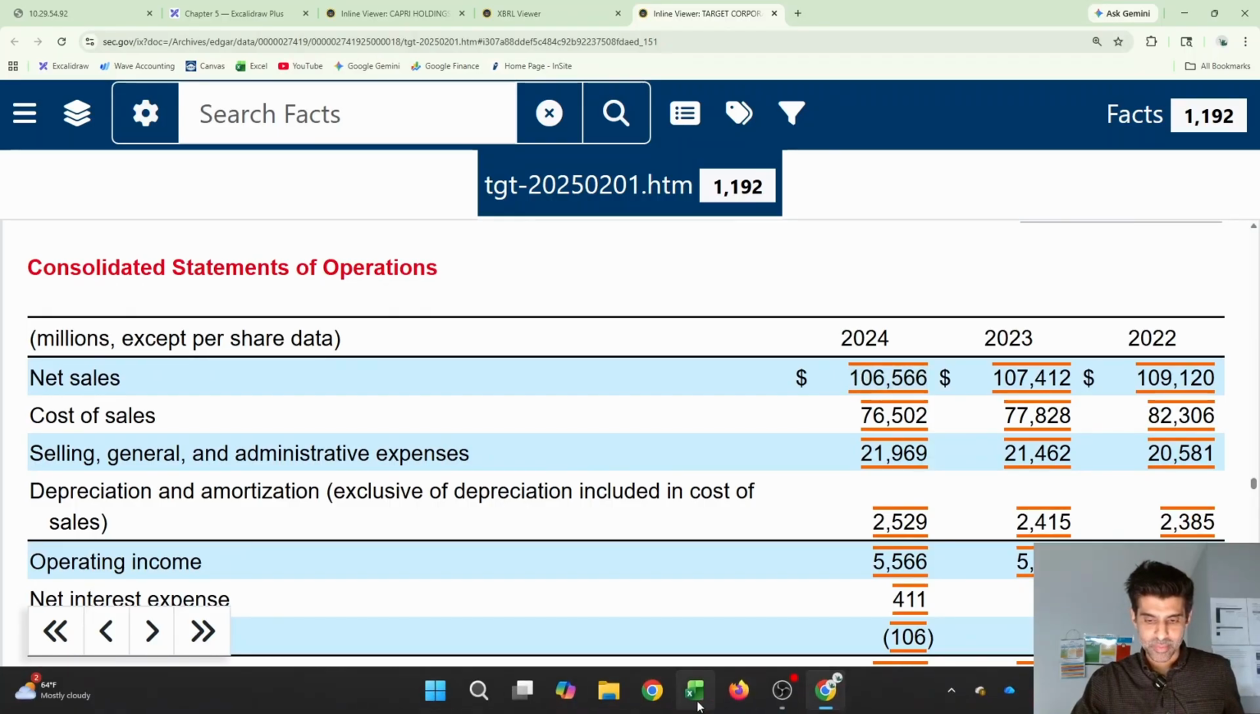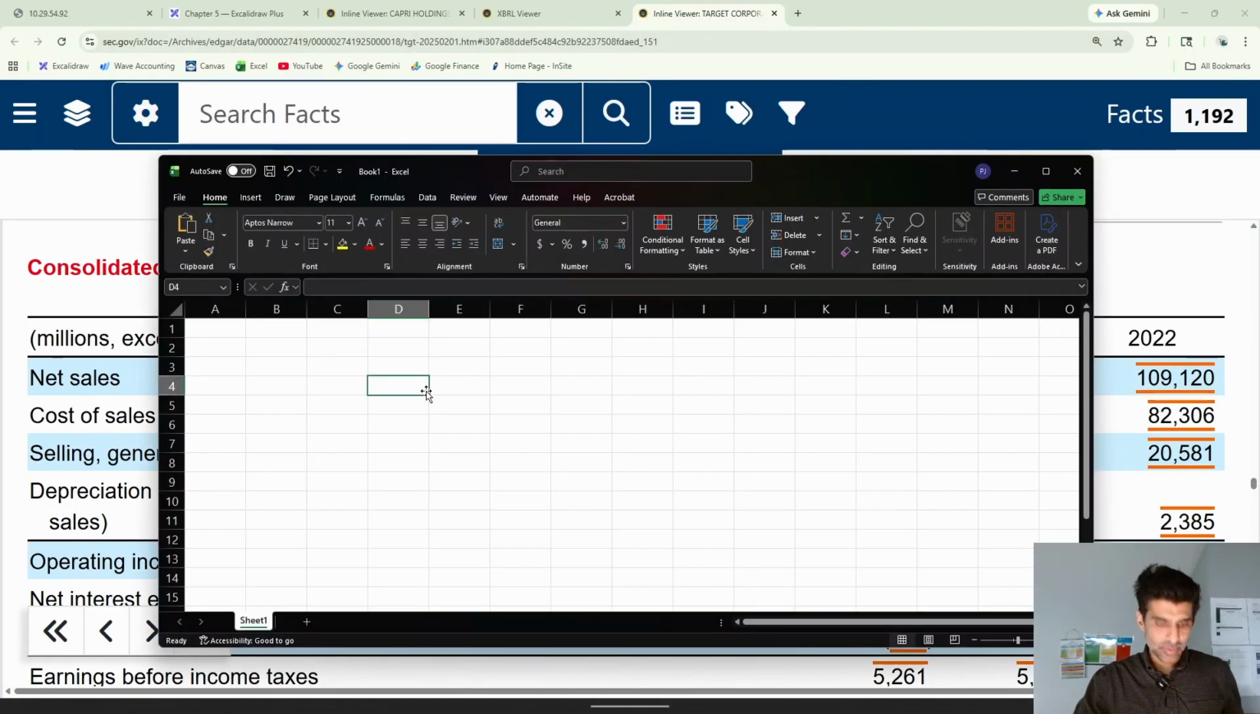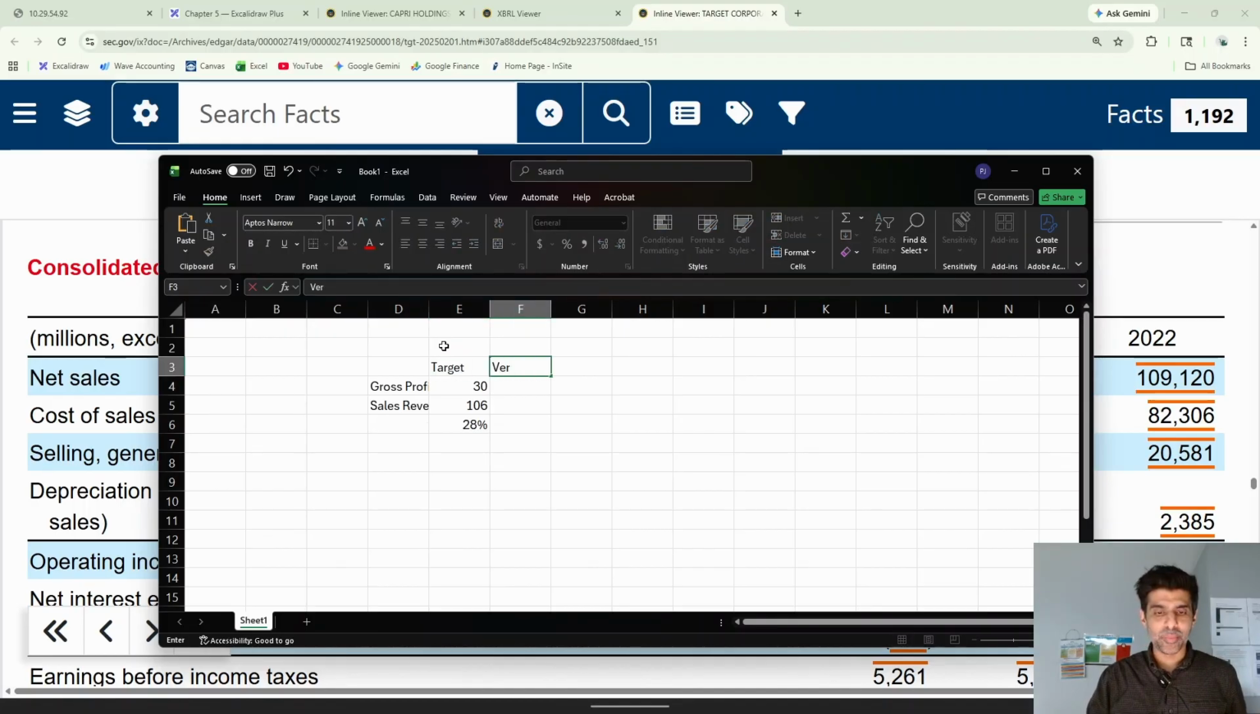So we saw with Target, they're making 30 billion out of 106. Maybe let's just do some math here. So gross profit, they had 30 billion out of 106. So their gross profit percentage is 28%. Okay, so this is Target. And we'll just call this Versace, but it's some holding company that owns a bunch of luxury brands.